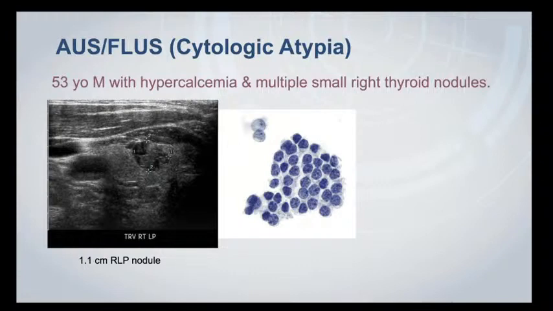So let me show you a couple of examples. So here's a 53-year-old man with a 1.1 centimeter right lower pole thyroid nodule. And what I'm showing you here in this middle image is a nice benign macrofollicle fragment, evenly spaced thyroid follicular cells, round nuclei, and a good granular chromatin. But you will notice two nuclei here that are somewhat paler in color. Now, 95 or more percent of the sample looked completely benign like this.